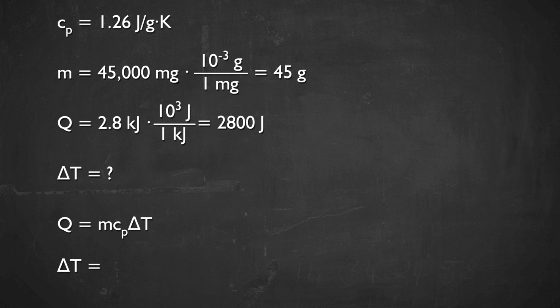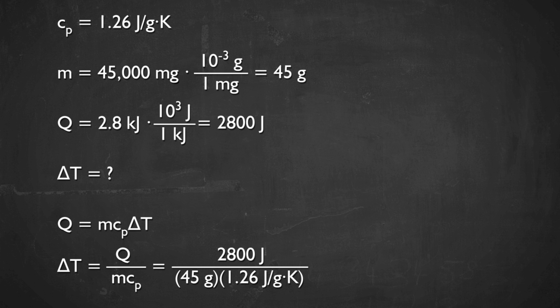So let's solve for delta T, and delta T is equal to the heat Q over the mass times the specific heat. If we plug in the numbers, we have that delta T equals 2,800 joules over 45 grams times 1.26 joules per gram Kelvin. And this is equal to 49. If we do dimensional analysis, we cross out the joules, we cross out the grams, we're left with 1 over 1 over Kelvin, and that's the same as Kelvin. So the temperature difference would be 49 Kelvin.